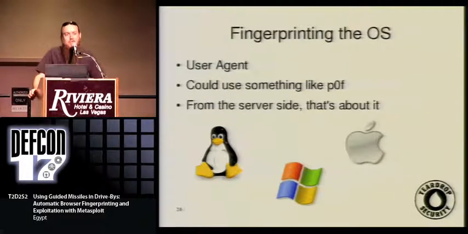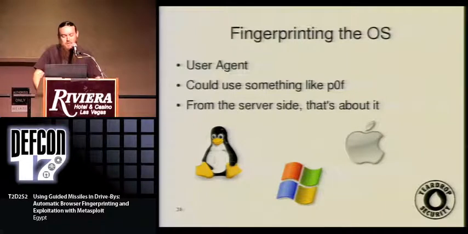Fingerprinting the OS from the server side using traditional user agent string matching is subject to the same problems for fingerprinting the client in the same way. And we could also use something like p0f for passive fingerprinting using TCP artifacts and things that are different about any given operating system from others. But that sounds like work.